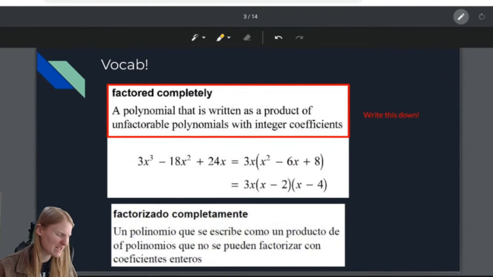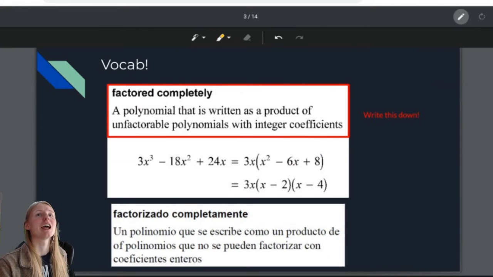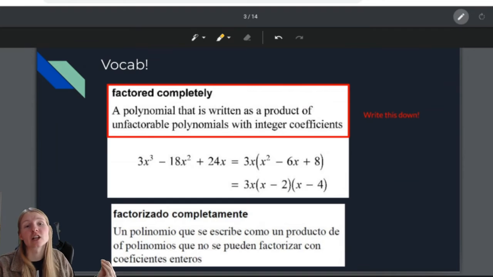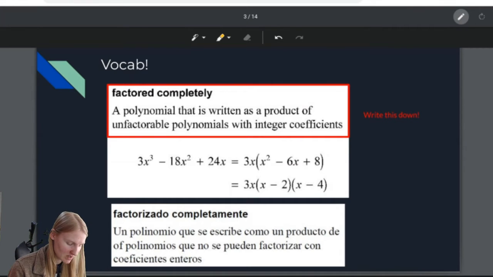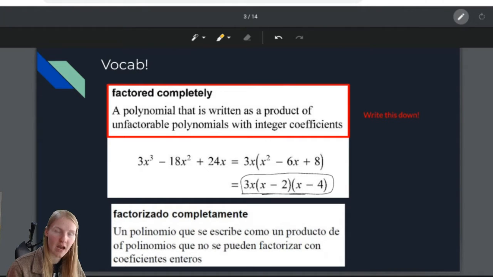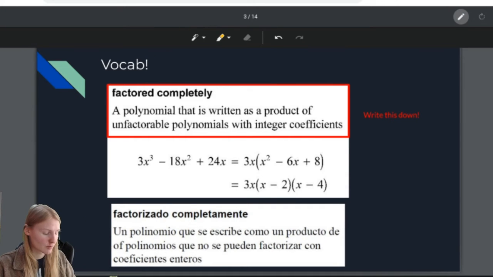Vocab. What does it mean to factor something completely? This is what it means. To factor something completely means that you have a polynomial that is written as a product of unfactorable polynomials with integer coefficients. So, basically, you get at the end your end answer. I can't factor this anymore. I can't pull anything out. I can't split it up anymore. It is completely and totally factored. So, put that in your notes, please. And then, let's move on.